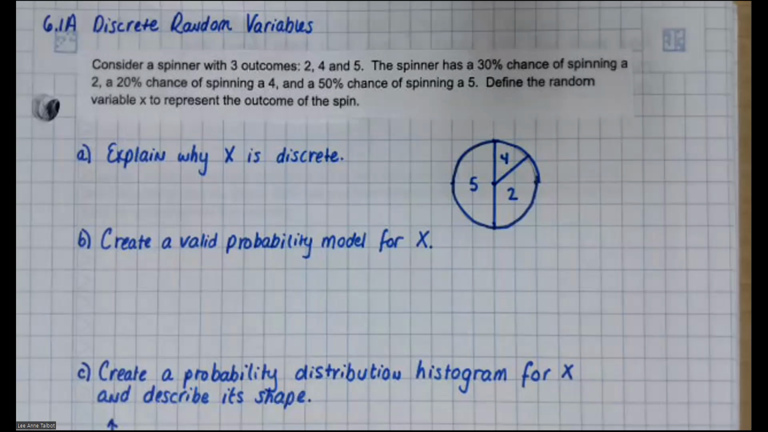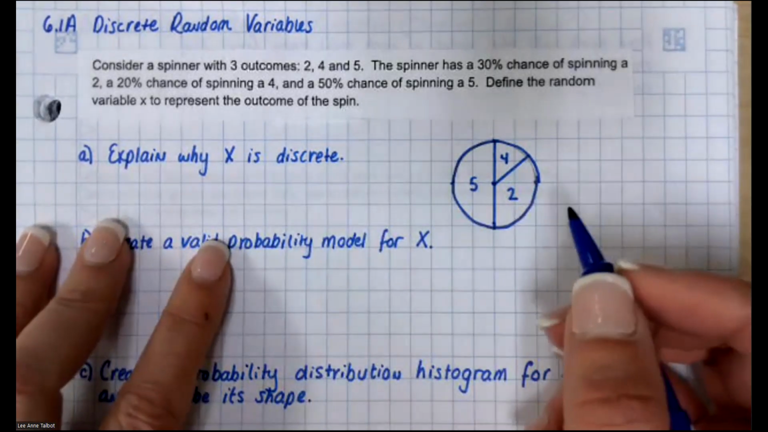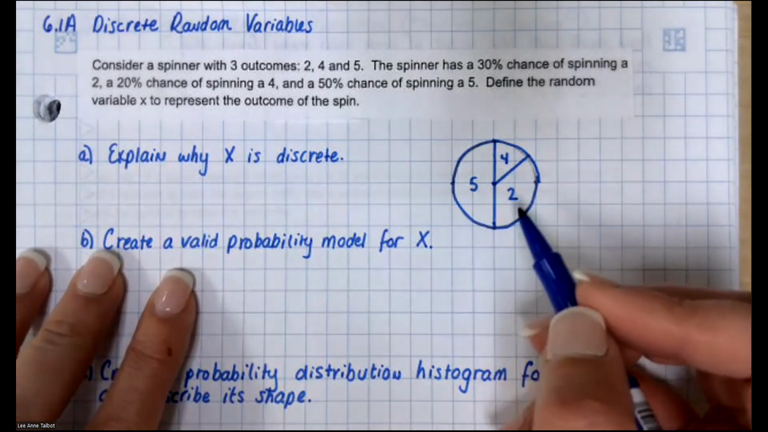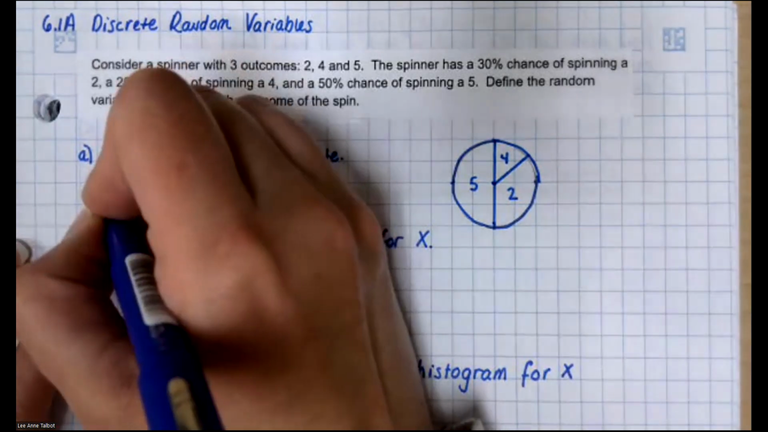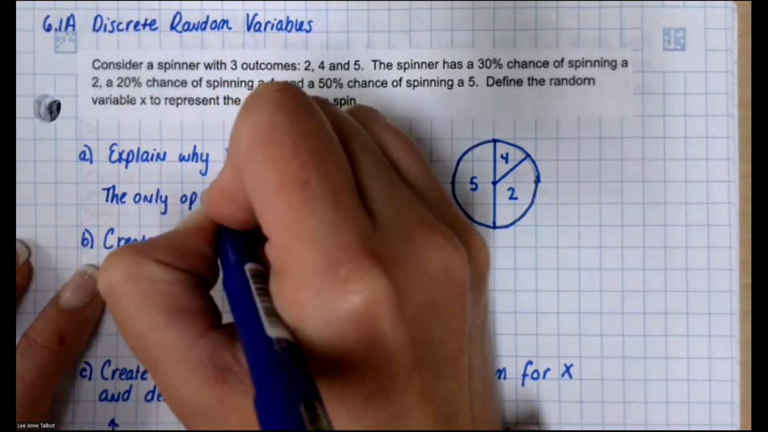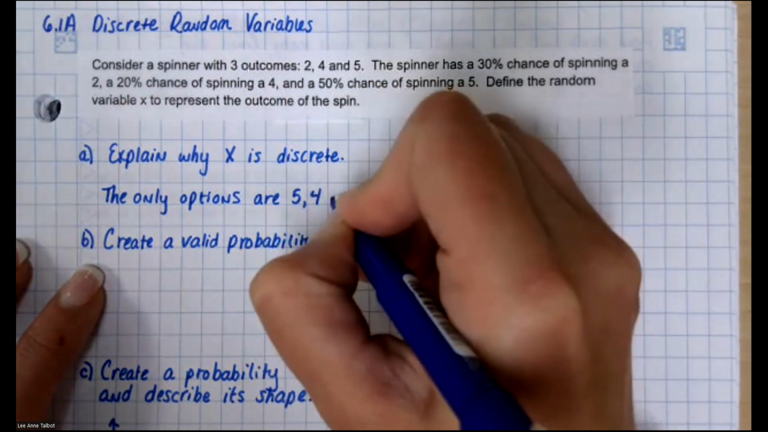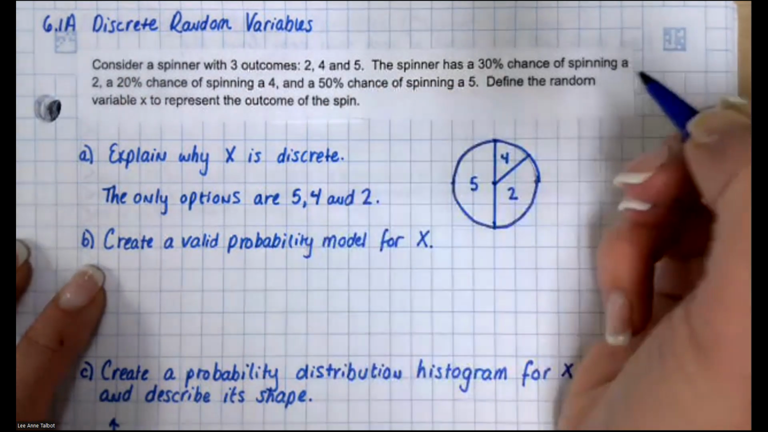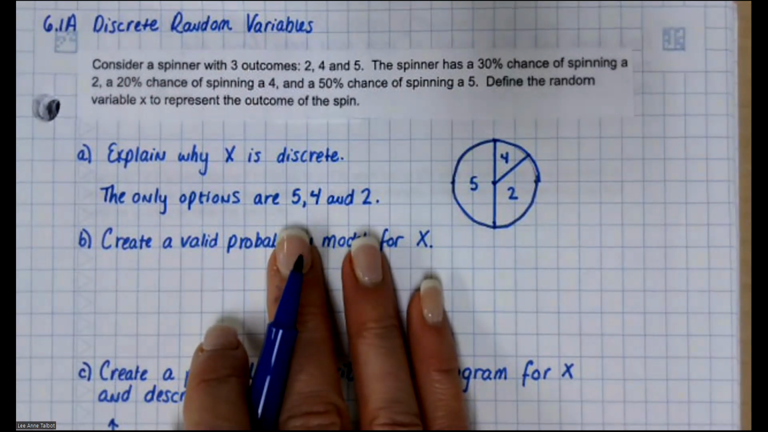Okay, so that was just the first thing I wanted to say. Explain why x is discrete. So define the random variable x to represent your outcome of this spin. Why are the outcomes of this spin discrete? 5, 4, and 2 are countable. So there's 3 different outcomes.